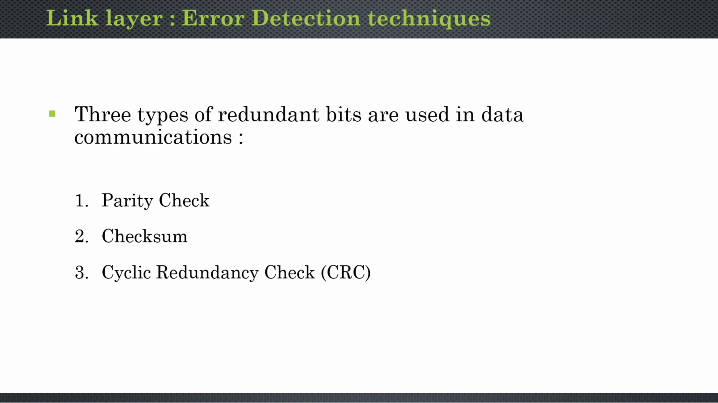We have seen in a previous video that there are basically three types of error detection techniques that are used in data communications. The first was the parity check, the second is the checksum, and the third one is the cyclic redundancy check or CRC. So let's focus on the CRC.